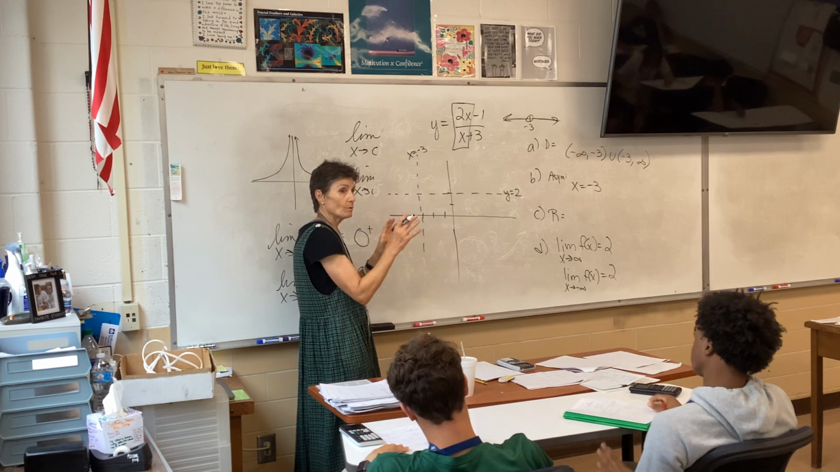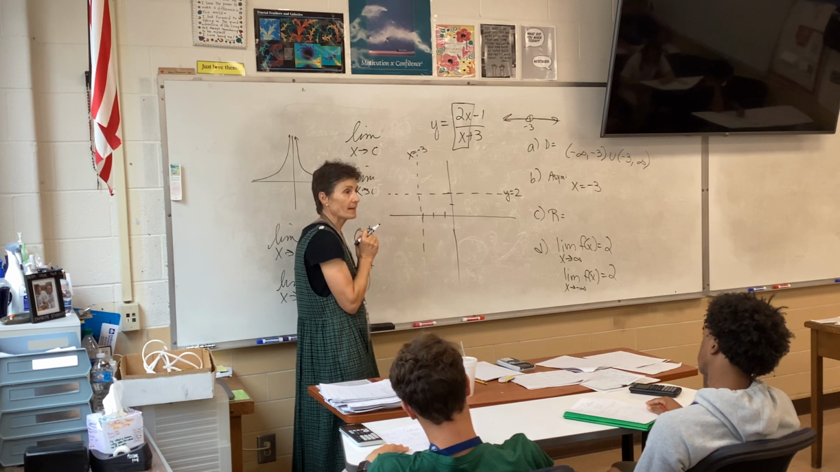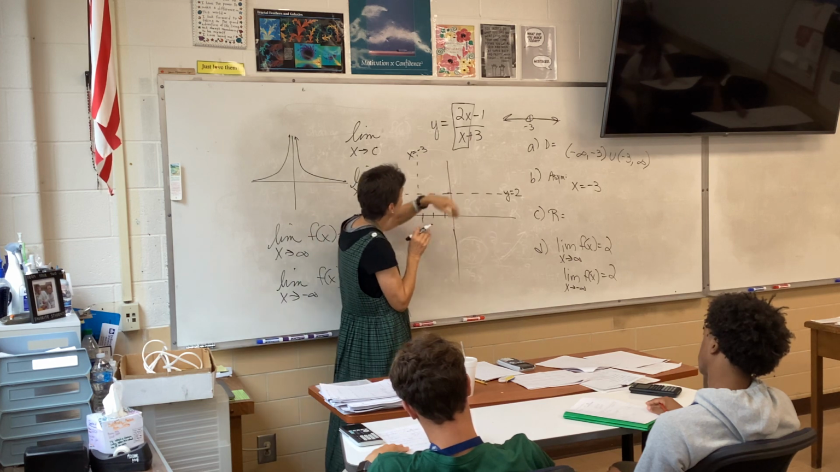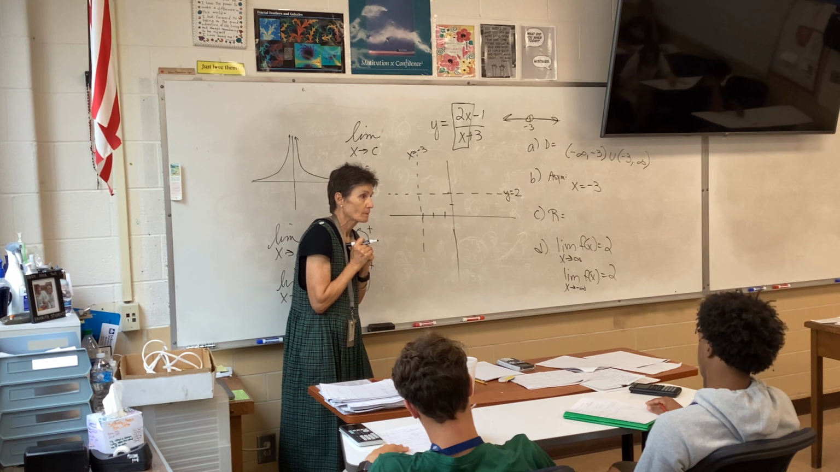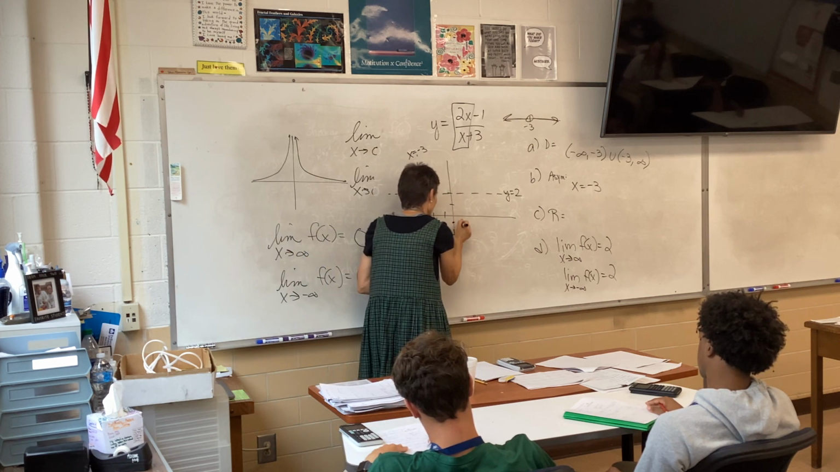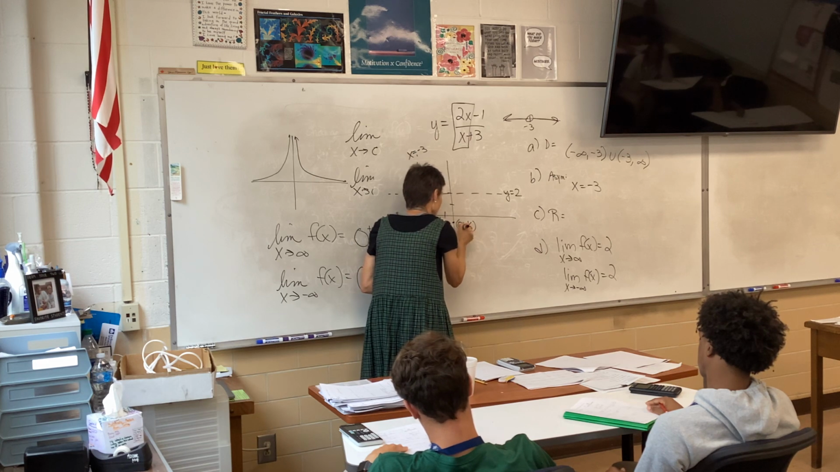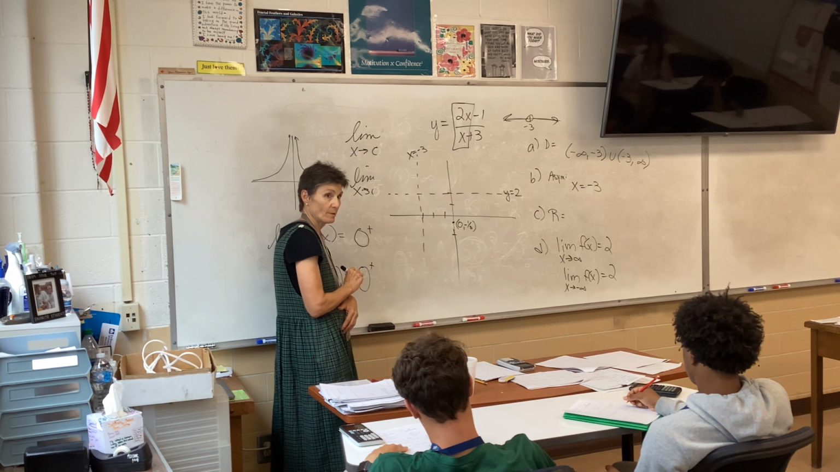Alright? So what if I said to you, let's let x be 0. Just go back to your equation. What happens if you let x be 0? Negative 1/3. You get negative 1/3. So maybe like right here, the point 0, negative 1/3. Would you agree with that, Lucy?